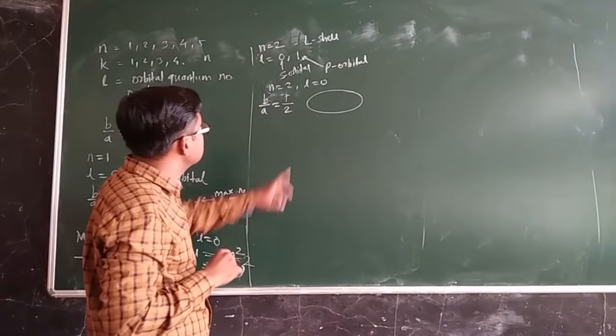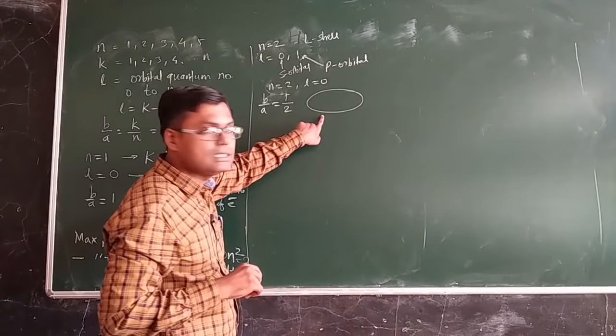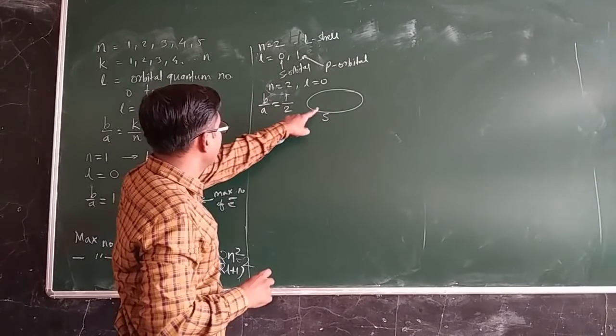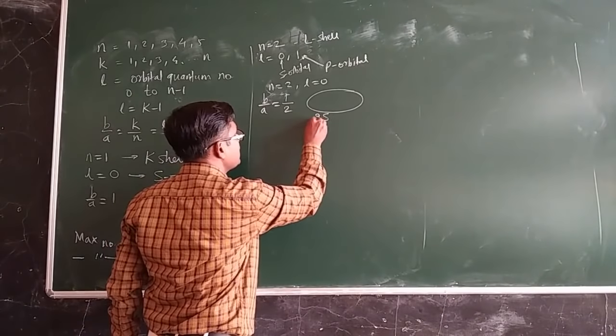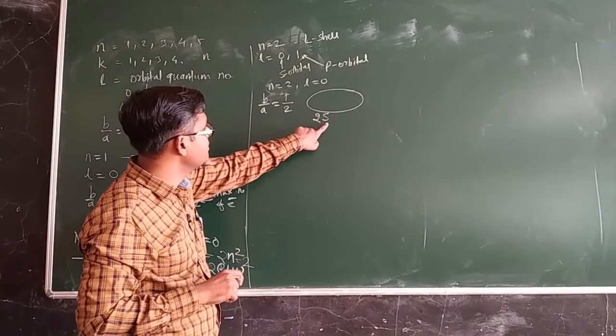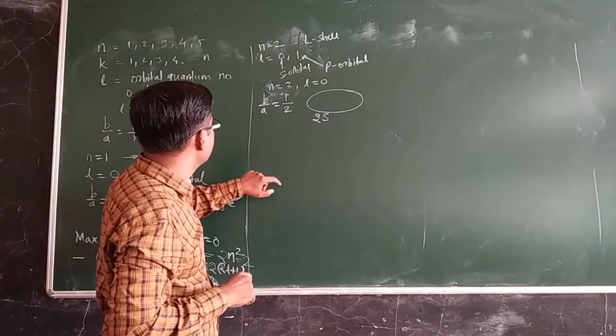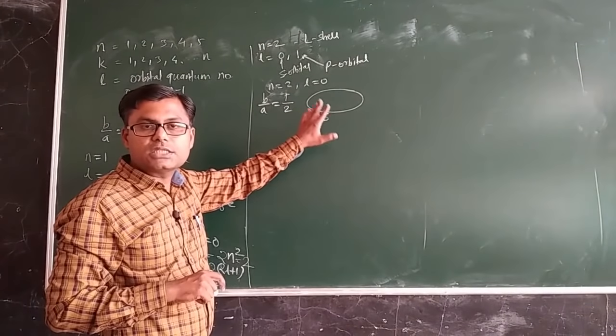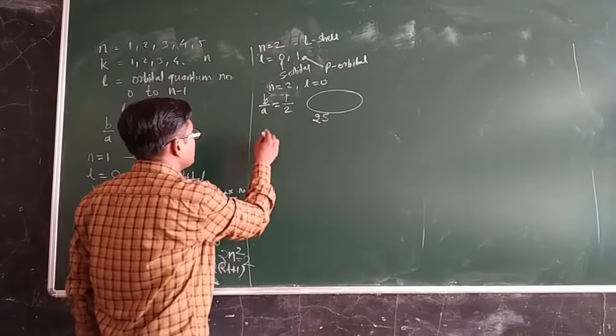Since L is equal to 0, it is s orbital, and it will be represented by 2s, because n is equal to 2. So this will be the structure of 2s orbital.